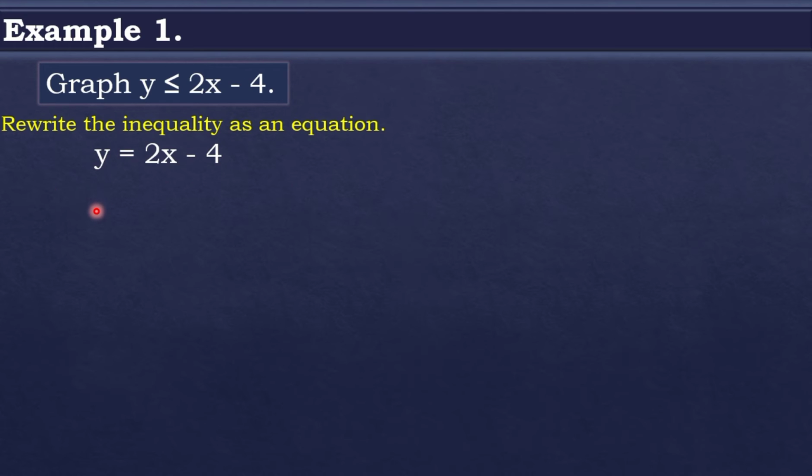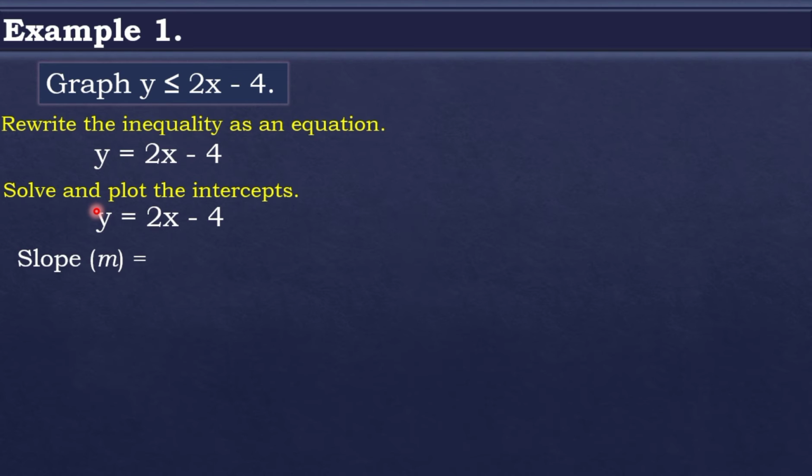Ang kukunin mo is yung slope, which is your m. So, ang slope natin, di ba, yung m. So, y equals mx plus b. So, this is your slope. That is 2. Okay? And then, kukunin mo rin yung y-intercept, which is b. So, ang y-intercept mo is negative 4. So, kapag pinlat natin yan, that is 0, negative 4.